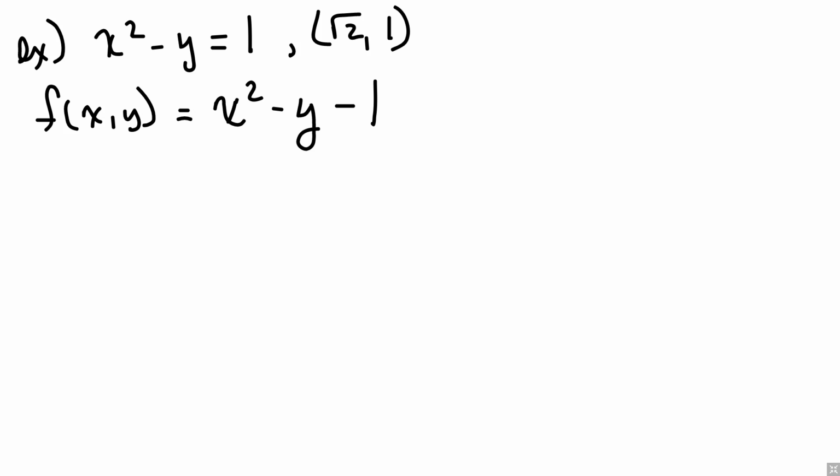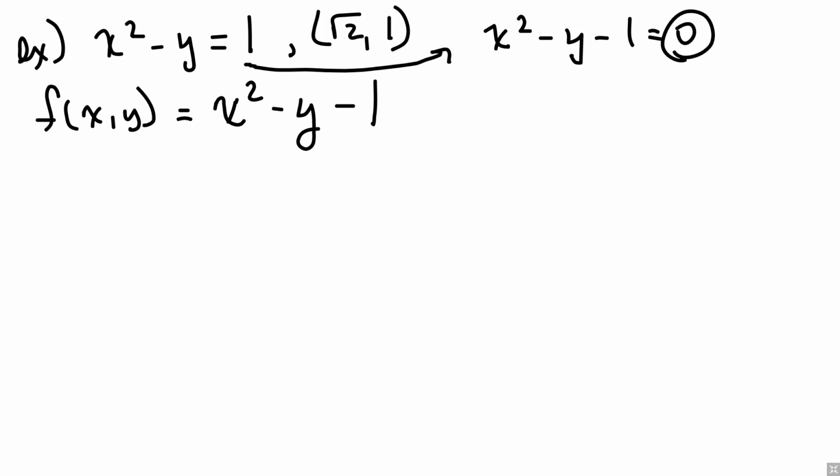Okay, and simply all I did was to say, okay, I need this equal to 0. So I have x squared minus y minus 1 is equal to 0. Replace 0 with f of x,y, to put it in function notation. Any questions there?